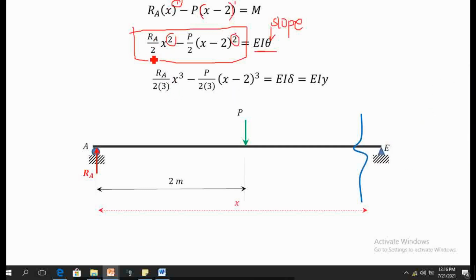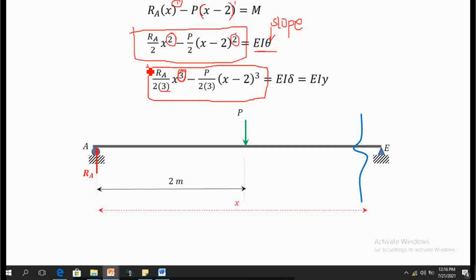This time, RA over 2 times x squared. Dito sa may first integration kasi natin, the exponent is 2 plus 1, kaya naging 3. And do not forget, yung exponent dito dapat ilalagay din sa denominator. Kaya dun ko nakuha si 3. Same with this one, P, x minus 2 raised to 2, kapag in-integrate ko ulit, that is x minus 2 raised to 3. Yung exponent ko na 3, nilagay ko sa denominator. So, ito yung magiging second na integration ko.